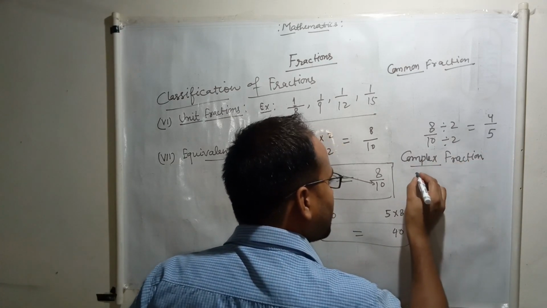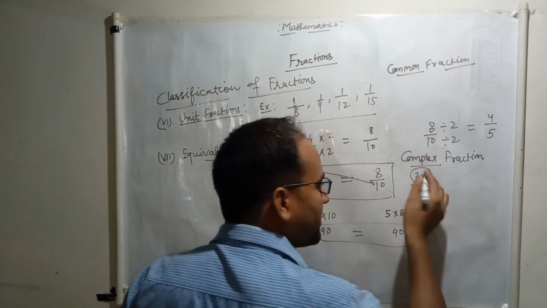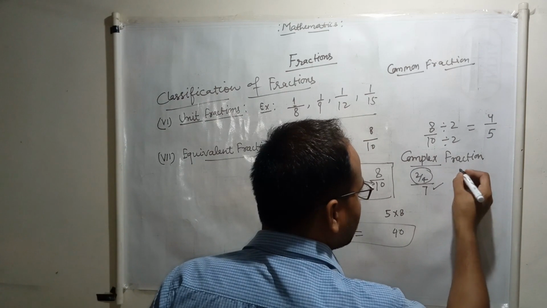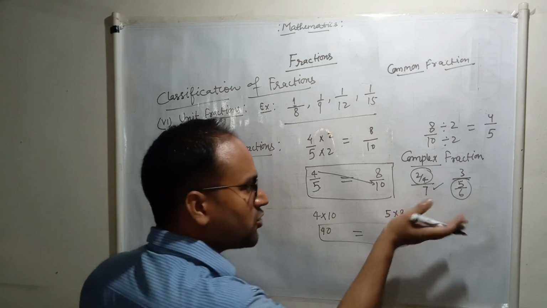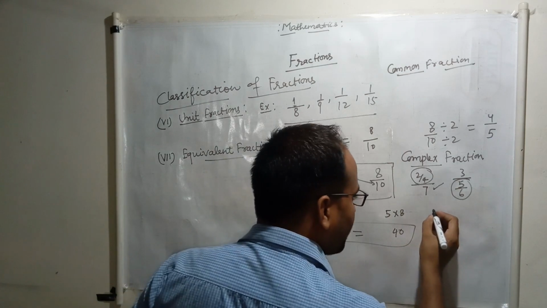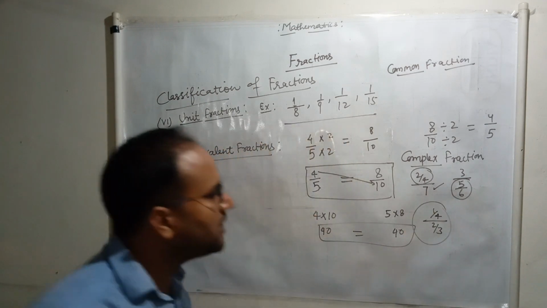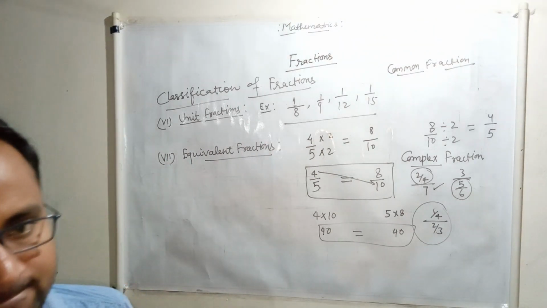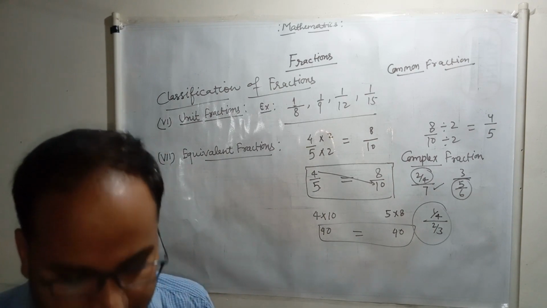For example, 2 upon 4 upon 7: in the numerator it contains a fraction, so it is known as a complex fraction. Or 3 upon 5 upon 6: in the denominator it contains a fraction, so it is also a complex fraction. Or both numerator and denominator contain a fraction, like 1 upon 4 upon 2 upon 3, then it is a complex fraction. I will attach this in PDF form. You will write it in your copy, students.